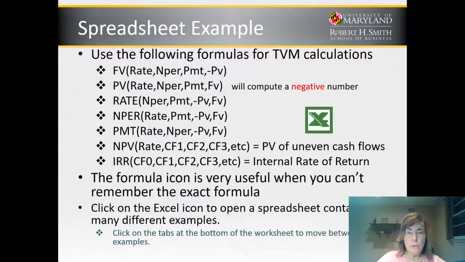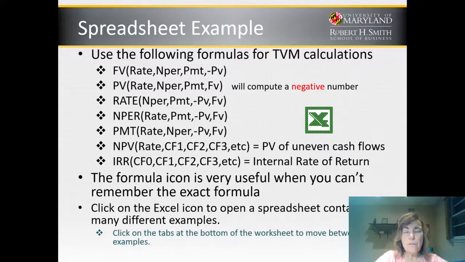Now, I mentioned to you that there are a number of formulas we're going to use in Excel. These are the formulas here on my slide 23, and I hope you've all downloaded my slides. So, future value, it's a function of the rate, the number of periods, the payment, and the present value. And I put a minus sign with the present value there because I wanted to get my future value as a positive number. If I had a positive sign, it would compute a negative number.